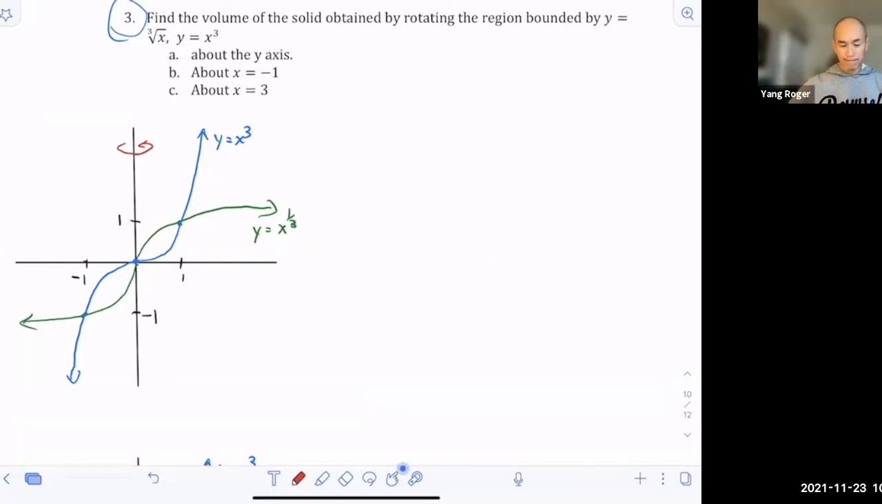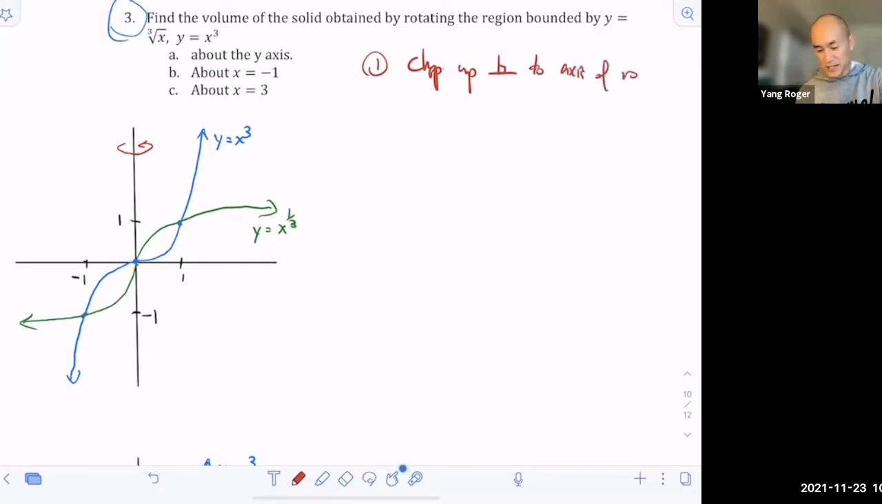So I know he already did part A with you, but let's just look at it again together. This is how I would think about it. Step 1, chop up perpendicular to the axis of rotation. For us, the axis of rotation is the y-axis. Perpendicular means you're going to get horizontal lines. So it looks like this. Any questions?